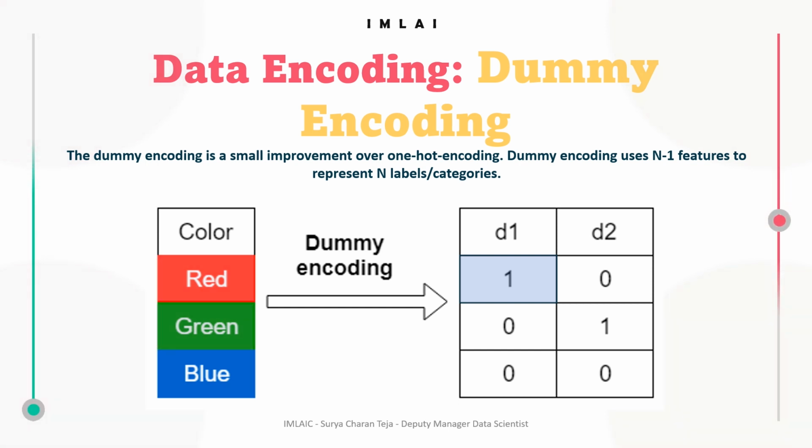By and large, the same rules and methods used for OneHot encoding can be used here also. But the main difference between OneHot encoding and dummy encoding is this: if you have n categories in your variable, then n dummy features will be created in OneHot encoding. In dummy encoding, n minus 1 features will be created.